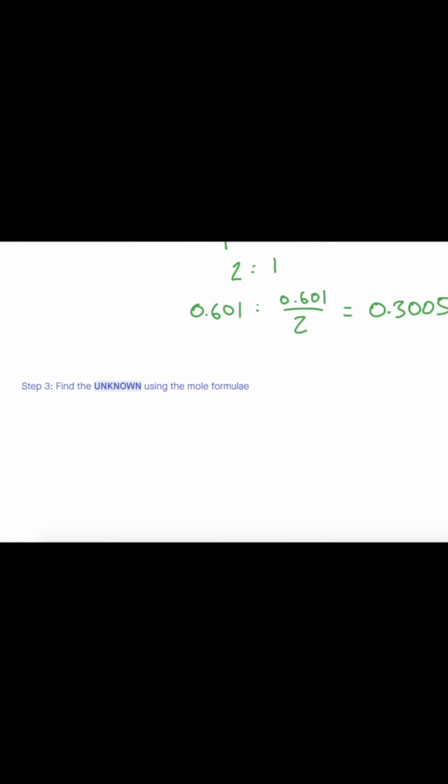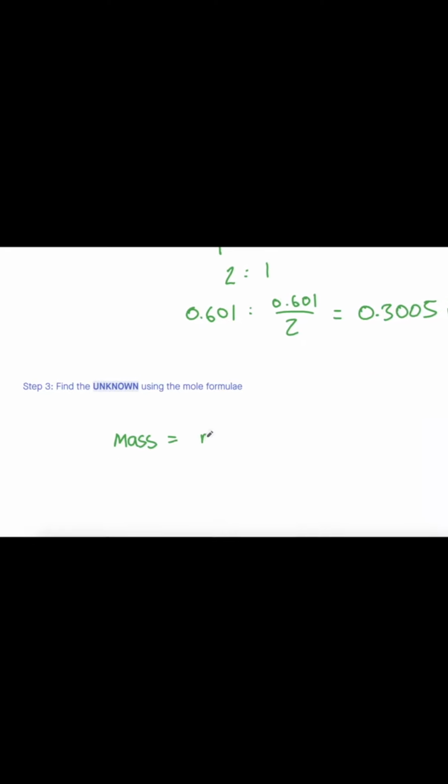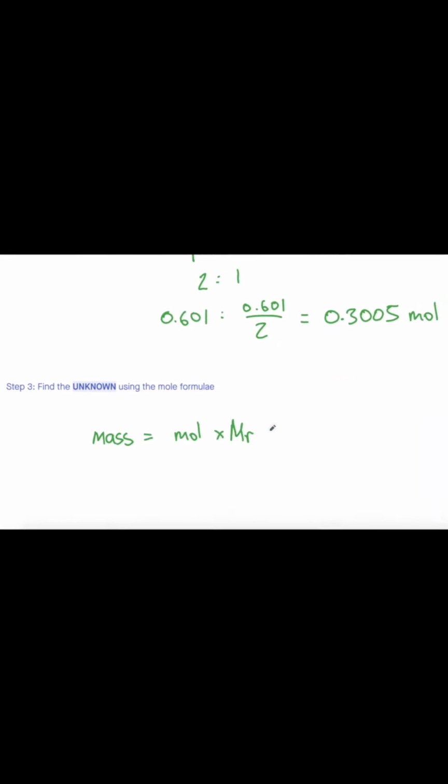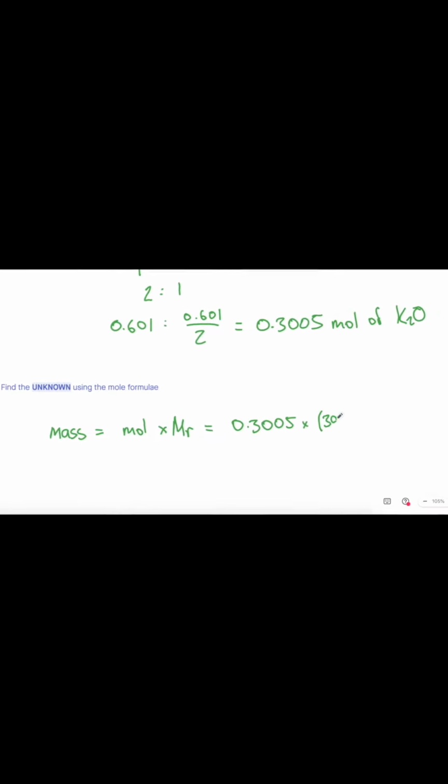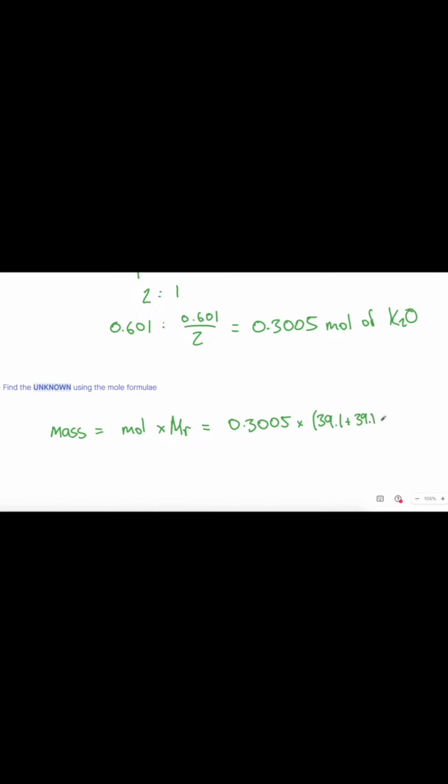For our final step, we can use the moles of the unknown substance to work out what the unknown substance is, which in this case is mass. So we need to use the first equation again, which is mass is equal to moles times Mr when rearranged. So we can do 0.3005 times by the Mr of potassium oxide, which gives 28.3 grams.